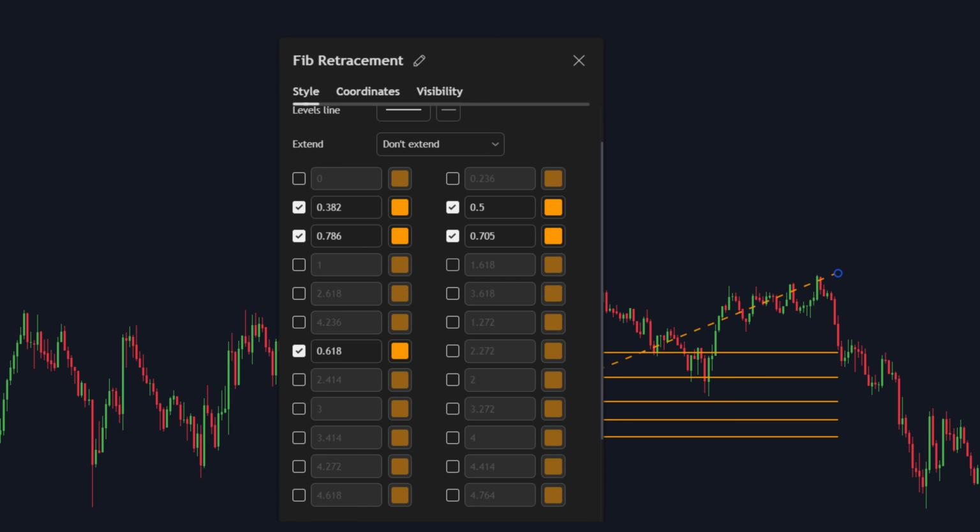Then there's the 0.705 and 0.786 levels, two of the most advanced Fibonacci ratios used in smart money concepts. These levels capture deeper retracements where liquidity hunts occur. Price dips below obvious support or above obvious resistance to trigger stop losses, gather liquidity, and then reverse sharply. These deeper levels are highly effective because they represent trap zones, areas where the market manipulates emotional traders before continuing the original trend.